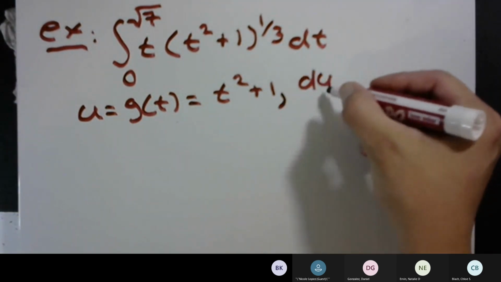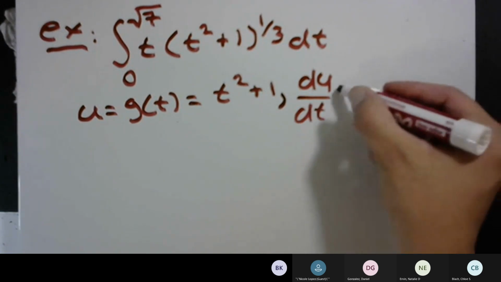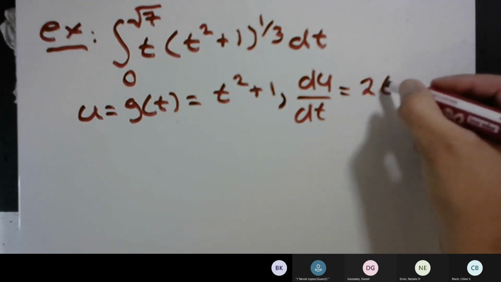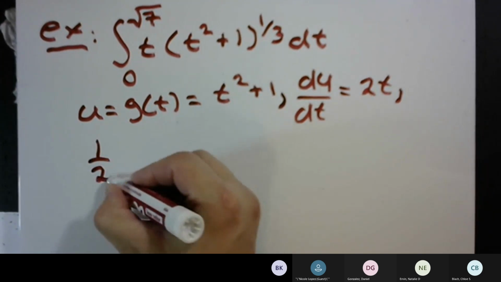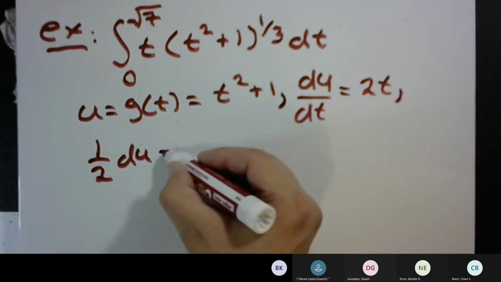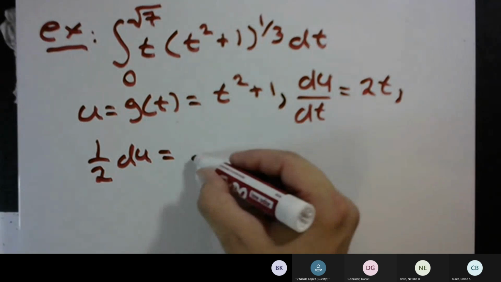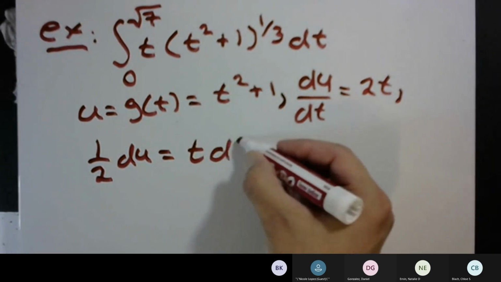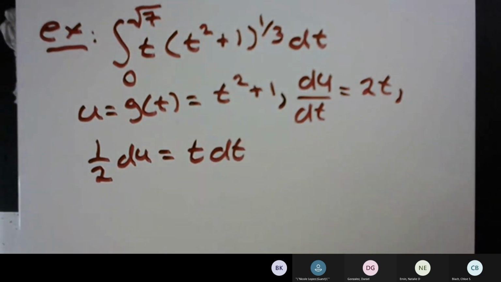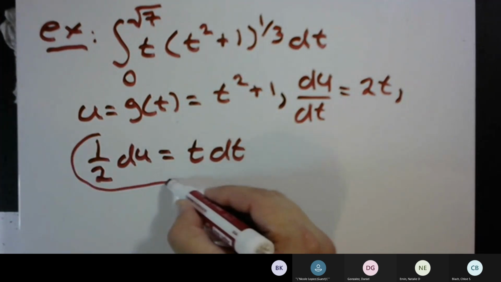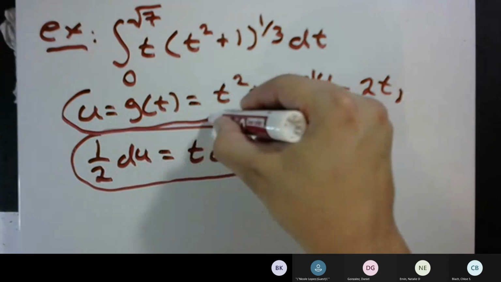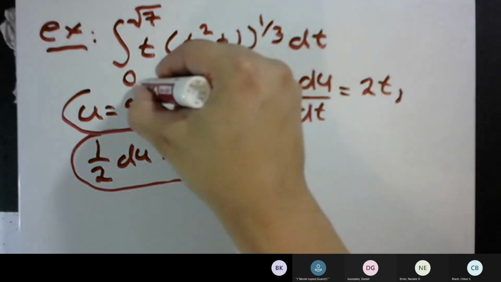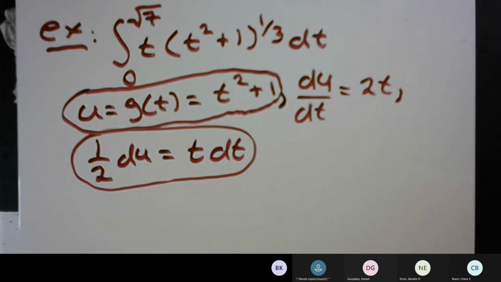So du/dt is going to be 2t. And so we could go with 1/2 du is t dt. Again, you can carry a constant with du. That's okay. And sure enough, there's t and dt. They're going to exit together. Go on vacation or something. So those are going to be our changes.